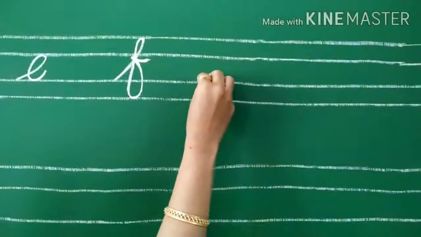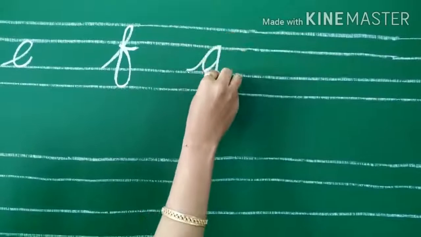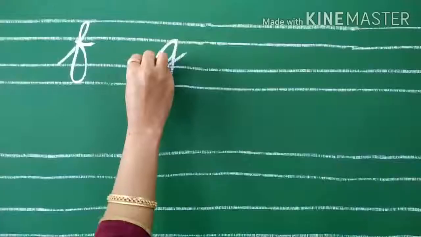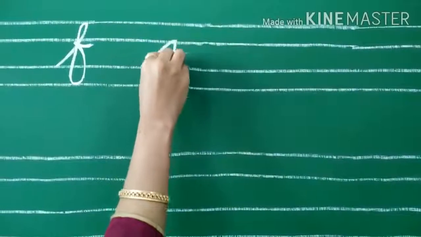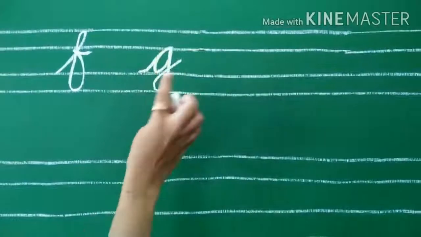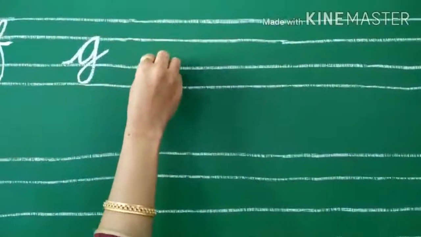G. To write G, draw a curve, put an oval and draw a straight line ends with a knot. Yes, curve, put an oval, again draw a straight line ends with a curve. It's small g. What next? It's H. How to write H?